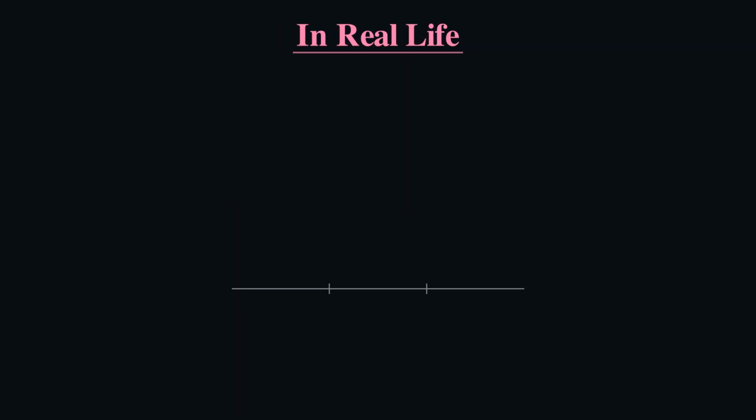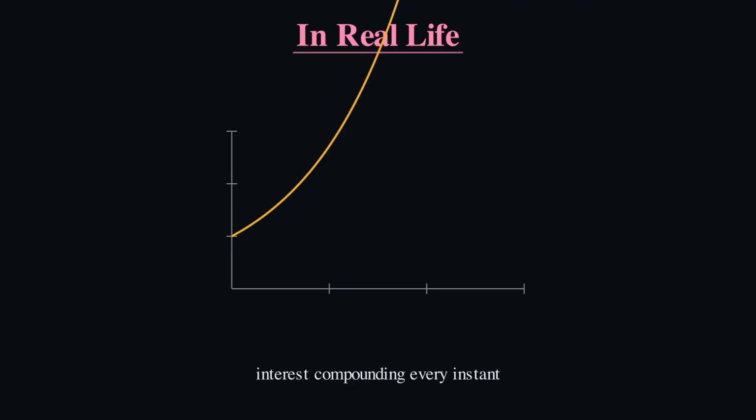Imagine a bank that compounds your interest not once a year, not once a second, but continuously. The value you end up with after 1 year is exactly E times your starting amount. That is why E is called the base of natural growth.